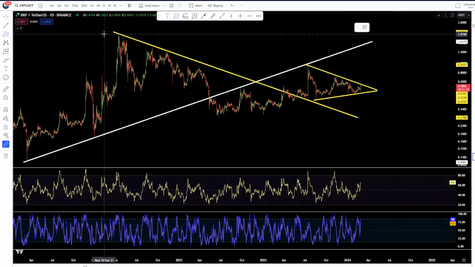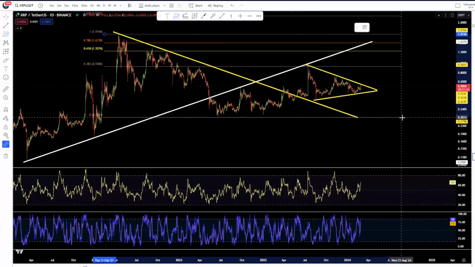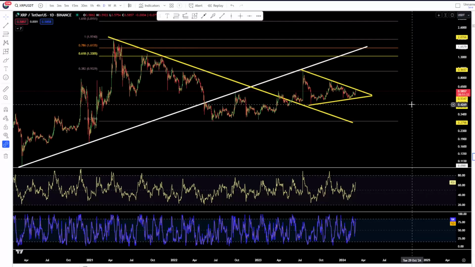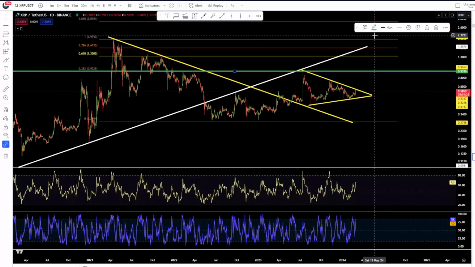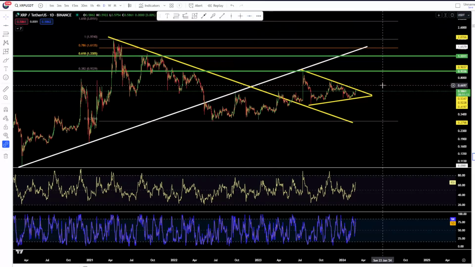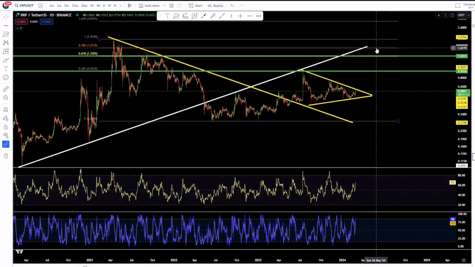Looking at a possible exit from the triangle upwards, we will use the fib retracement tool, thanks to which we can see a very important resistance at the level of 93 cents, from which the price bounced during the last upward movement. Then we may have an upward movement to the level of $1.33.